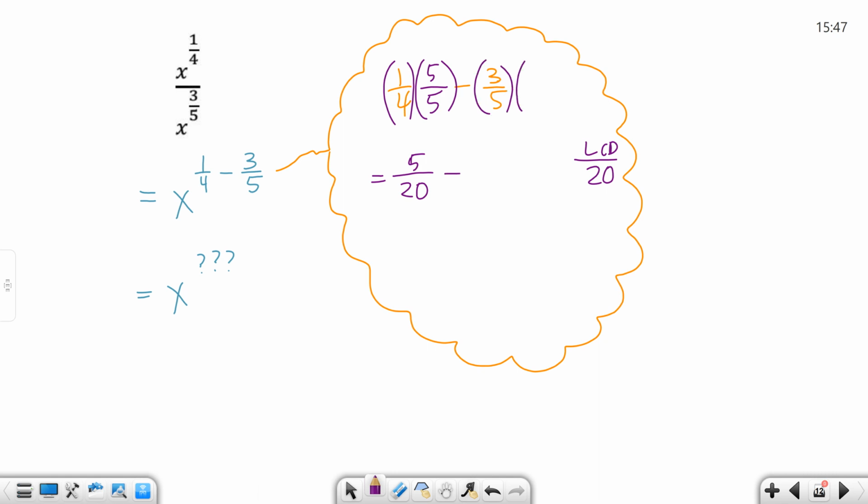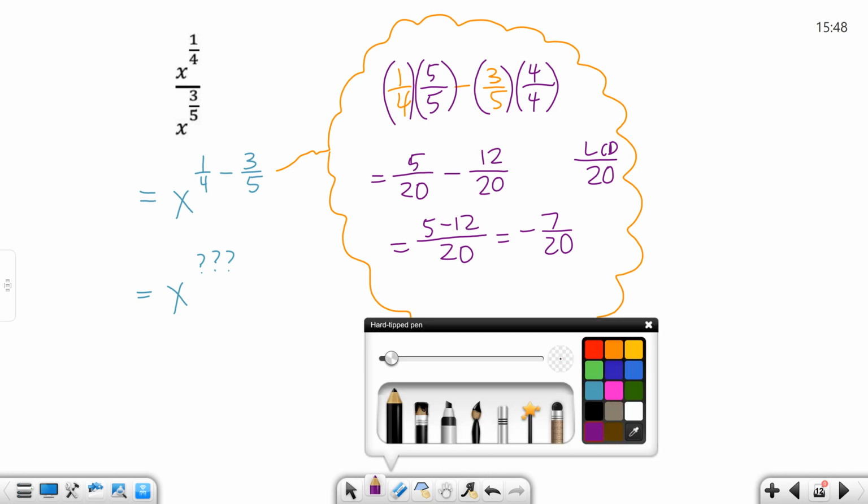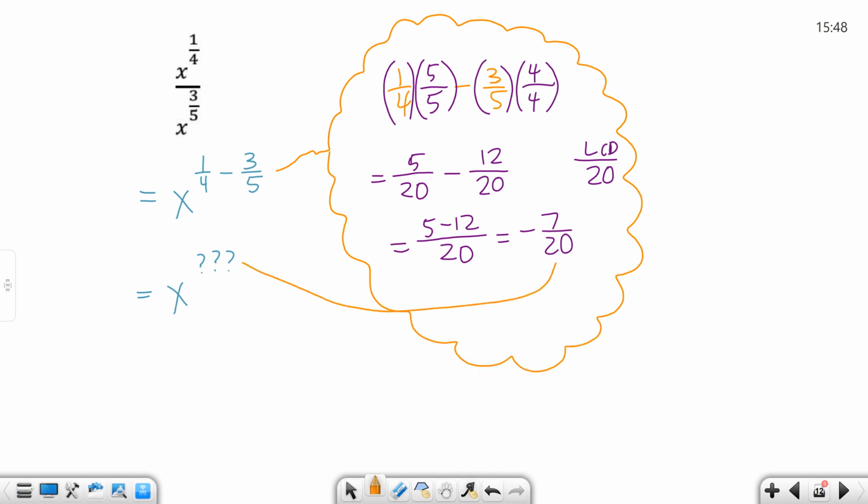Minus, here, what do I multiply by, right? Because 5 is not the same thing as 20. That tells me I have to multiply by something, and it is 4. So put 4 over 4. So that gives me 3 times 4 is 12 over 5 times 4 is 20. And then I end up with 5 minus 12 over 20, which is negative 7 over 20. And I take that, and I bring it right back over here into this spot right here, okay? So let me erase those and put in here negative 7 over 20.